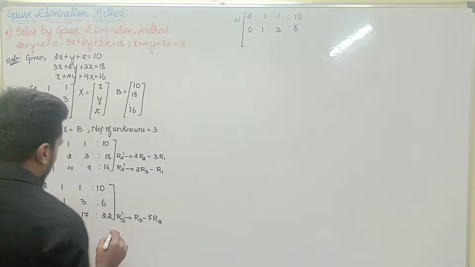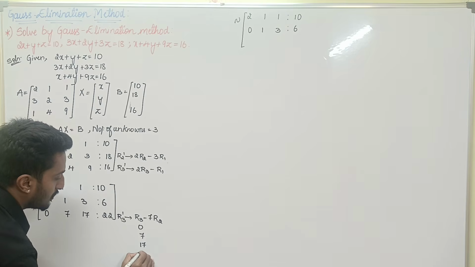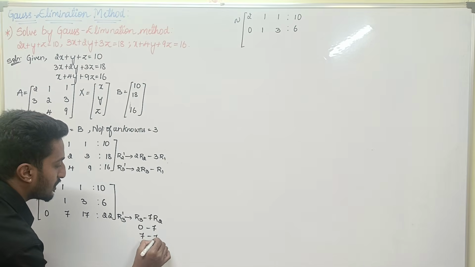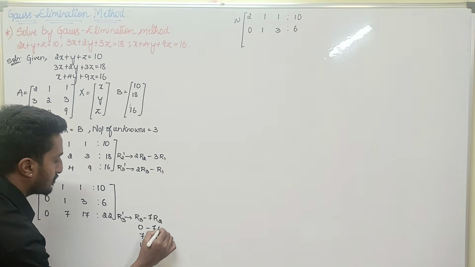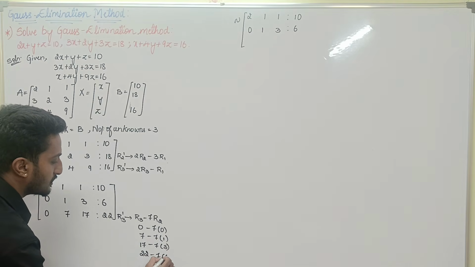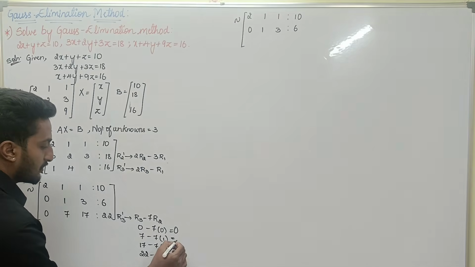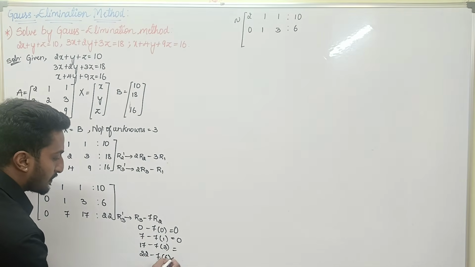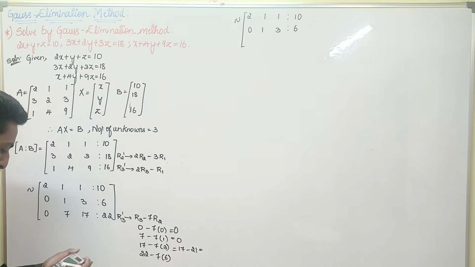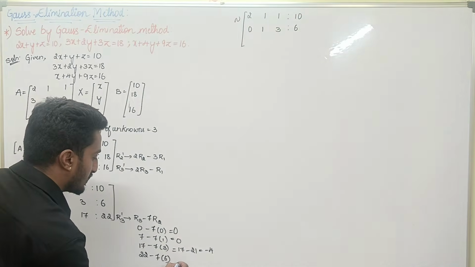Now let us simplify R3. What are the R3 elements? 0, 7, 17, 22, minus 7 times of R2. What is R2? First element is 0, second element is 1, next 3, next 6. Multiplied by 7: 0 minus 0 is 0, 7 minus 7, we got 0, 17 minus 7 threes are 21, 17 minus 21, we get minus 4.